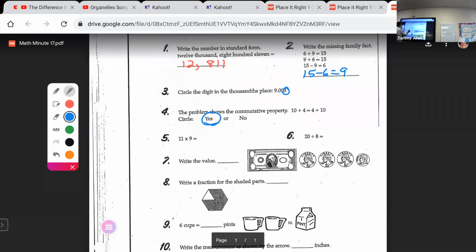Number 5, 11 times 9 is 99. Number 6, if we take 20 and divide it by 8, it goes in there 2 times. 2 times 8 is 16, and we get a remainder of 4. Number 7, what is this worth? Dollar, 25, 50, 75, 85, so $1.85.